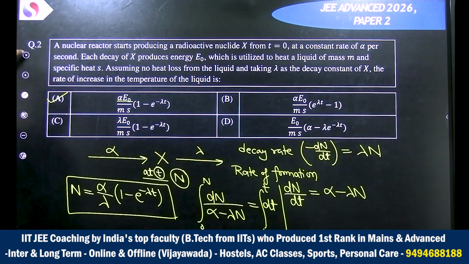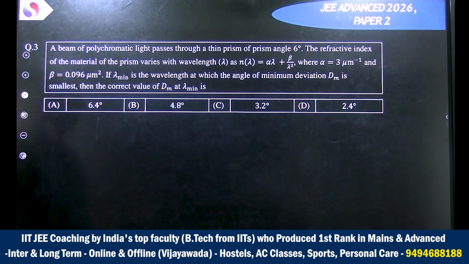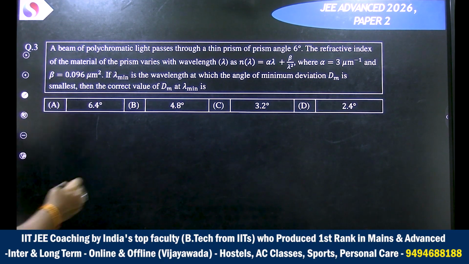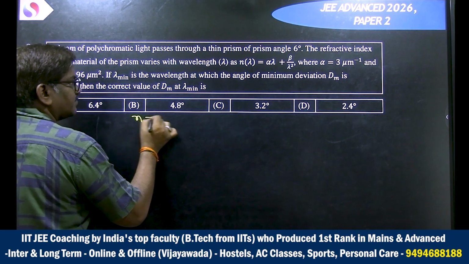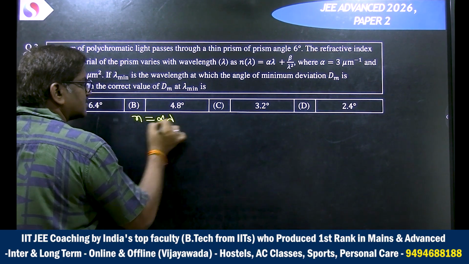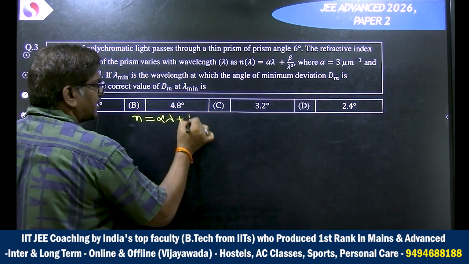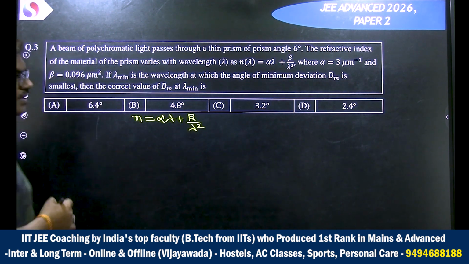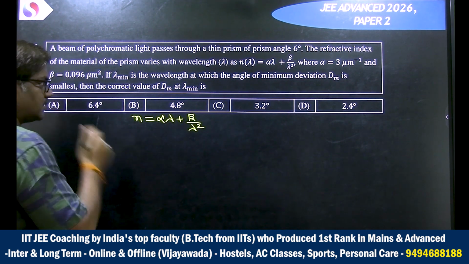So again, a moderate question. The next question belongs to prism optics, and they are using Cauchy's equation also, in which the refractive index will be depending on the wavelength. So the refractive index will be alpha lambda plus beta by lambda square. That will be the refractive index in terms of the wavelength.